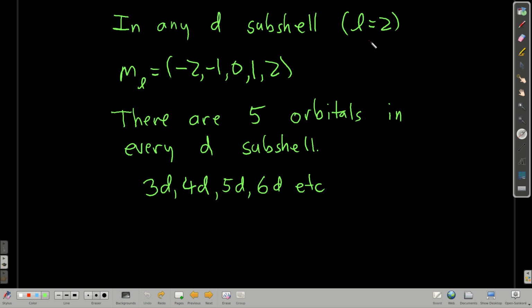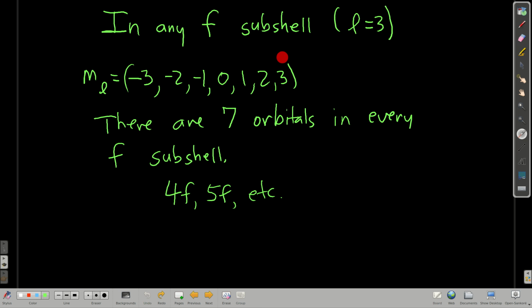D subshells, that means L is equal to 2. There are 5 values for m sub L. That means there are 5 orbitals in every d subshell. And the first time we see a d subshell is in the n equals 3 shell, because if n is equal to 2 or 1, then L cannot be 2. Look back at the rules. So we have 5 orbitals in every 3d subshell and every 4d, 5d, 6d, 7d, etc.